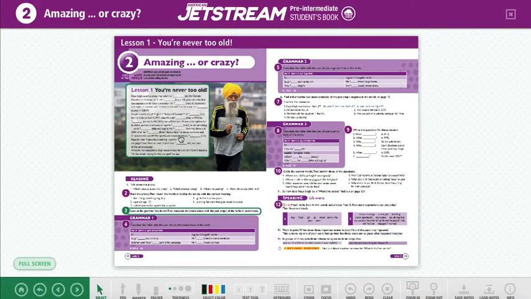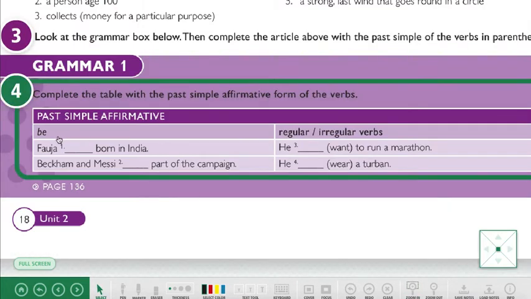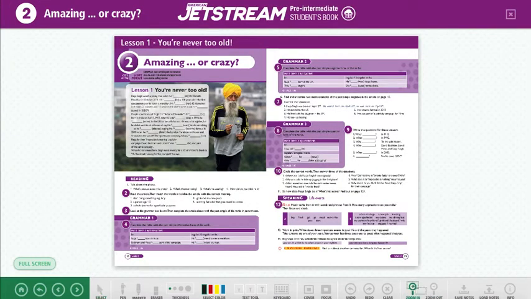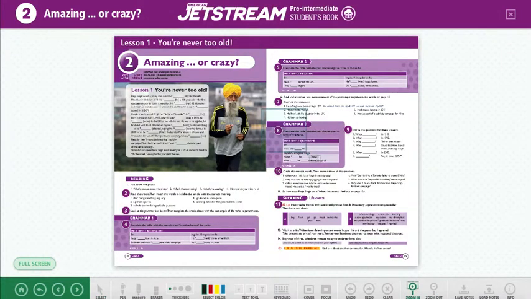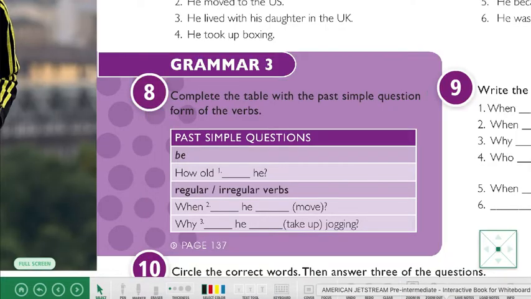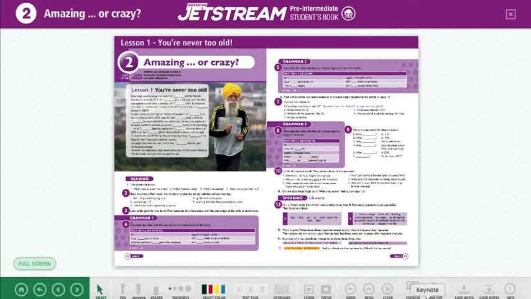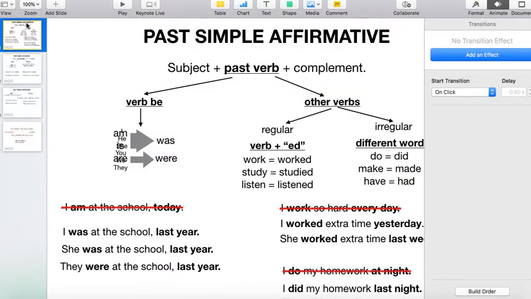So if you can see here, in this lesson we have 3 different grammars. The 3 of them are about the past. Look at the title. The first one is past simple affirmative. Number 2, past simple negative. And finally, we have past simple questions. So, to remember a little bit about this grammar, we have these notes. Let's remember about them.